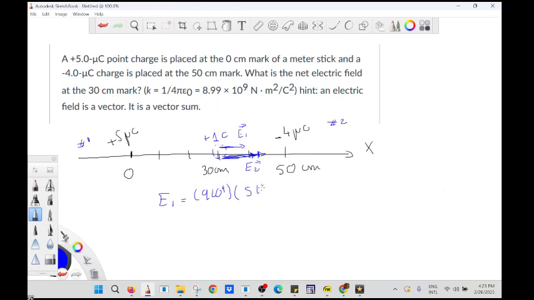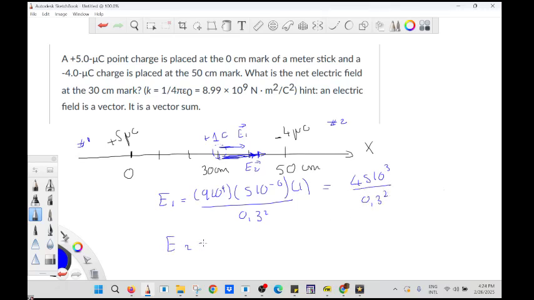And then you have the source, and then you have 1 coulomb. And the distance here is 0.3 squared. Okay, so you can do 45 times 10 to the 3, and you have 0.3 squared.